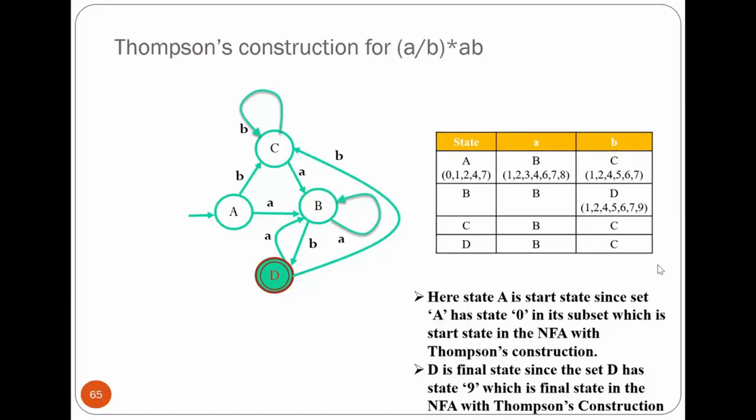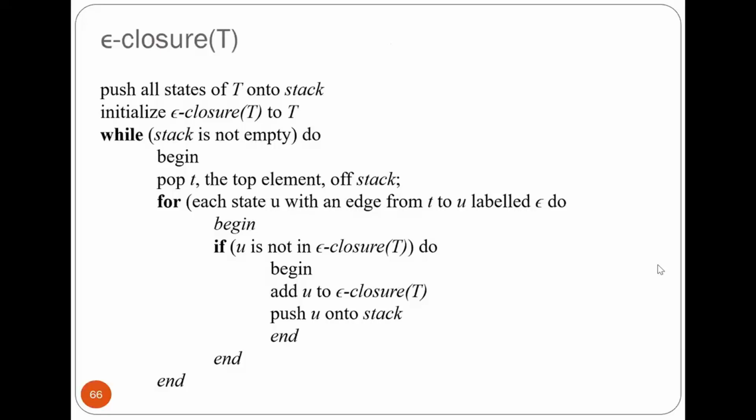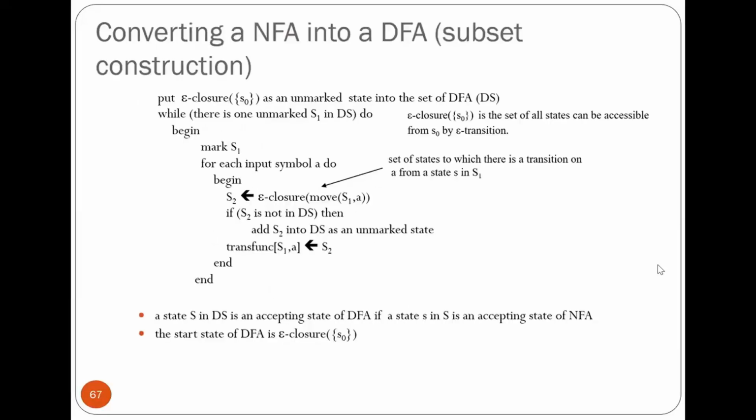So this is the final DFA which I get corresponding to A or B star AB using Thompson's and subset construction. So this is the final output. These are the two algorithms for E-closure as well as for subset.